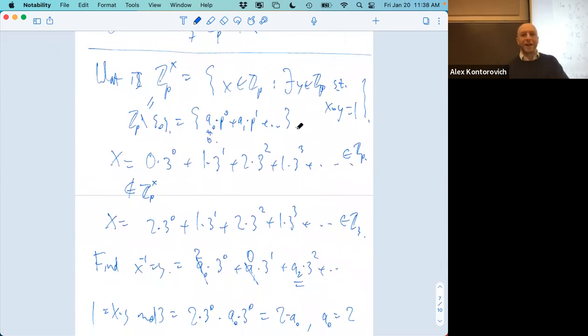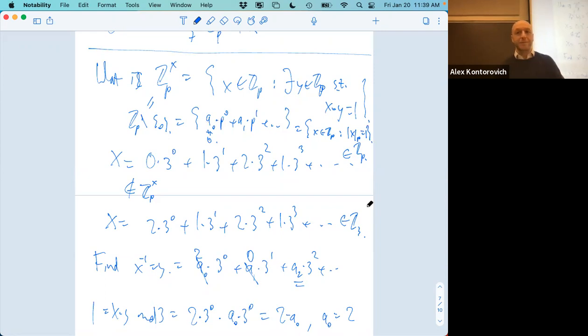There's one more thing that we could say: the unit group is the set of all X in Zp. Zp is characterized by the closed ball of radius 1, or the open ball of radius 1 plus epsilon. The unit group is the sphere. So X in Zp whose p-adic norm is not less than 1, but is equal to 1, which is exactly the same thing as saying the first non-zero coefficient is the p to the 0 coefficient. Right, so this is the sphere.